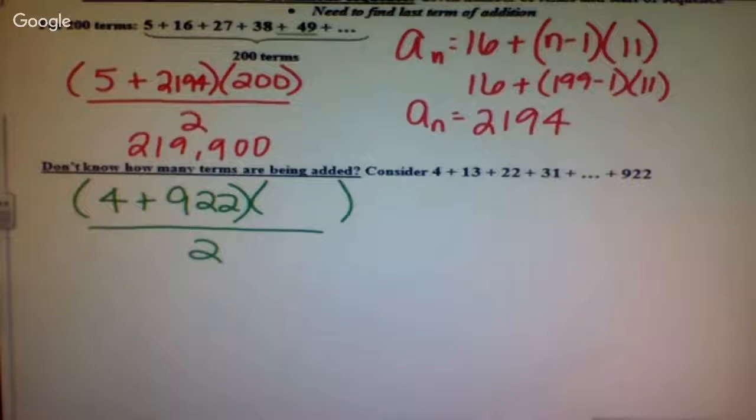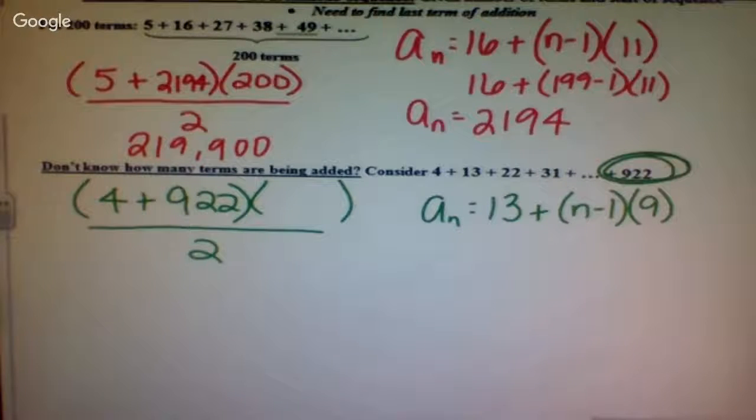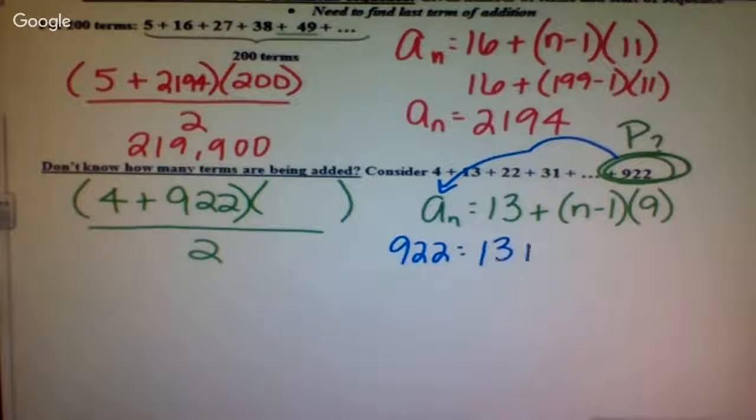I assume we use the A sub n. We are going to use that A sub n formula again. A sub n equals 13 plus n minus 1 times, what's it going up by? 9. It's going up by 9. Okay. I need to find what place value 922 is. I want to know this is P sub what? So what I need to do is take 922 and plug it in for A sub n and solve. 922 equals 13 plus n minus 1 times 9.